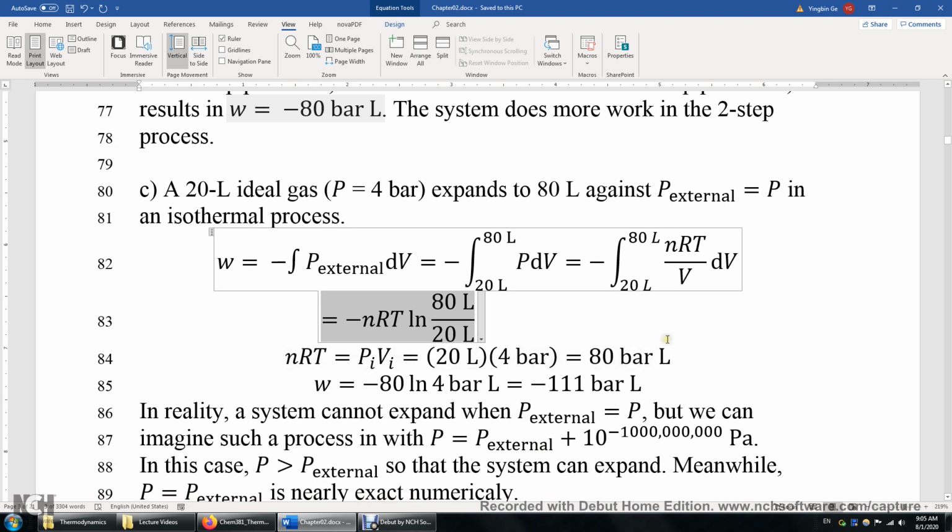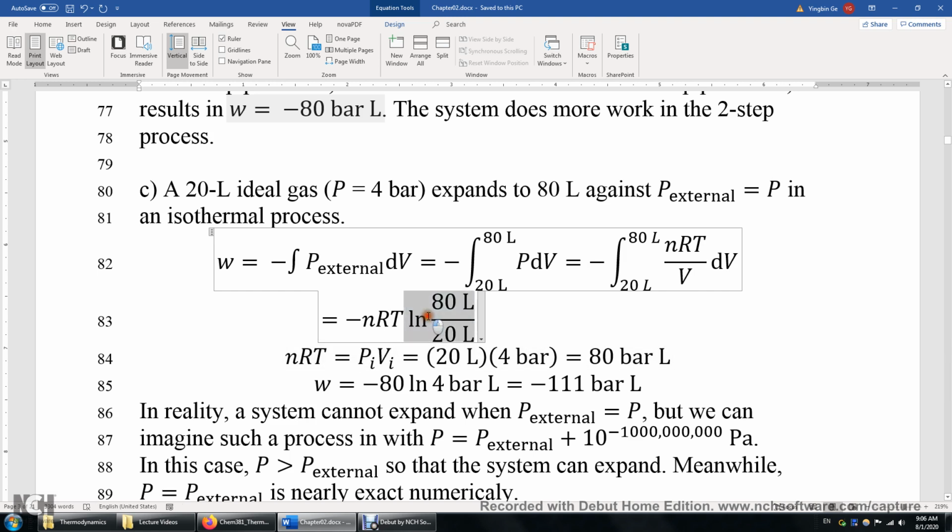However, we don't know what the temperature is. Fortunately, we don't need to know what the temperature is because temperature is a constant. So nRT is simply PV, at the beginning, in the end, during the process. So we're going to use the available information. We know the initial pressure and the initial volume, and we can compute this nRT. nRT is P_i V_i, it's 80 bar liters. So we replace this nRT with 80 bar liters, and we calculate this ln 4, which is roughly 1.4, I believe.